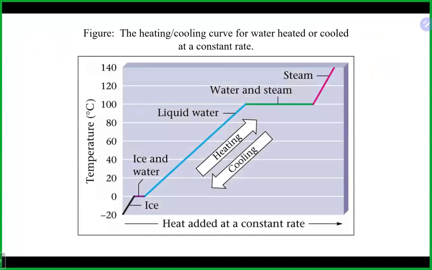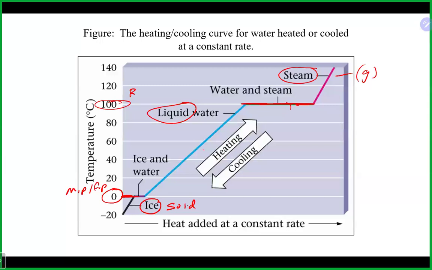This is a heating and cooling curve for water. When we look at this curve, we have ice, which is obviously our solid state of matter. We have our liquid water, which is our liquid state. And up here we have steam, which is our gas phase for water. And we have our normal melting and freezing points. So right here at 0 degrees, our melting point, freezing point. And right here at 100 degrees, it's our normal boiling point.